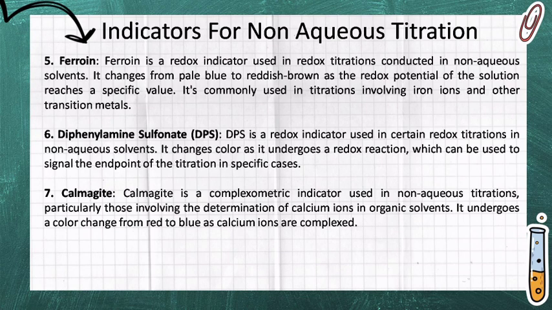Sixth, diphenylamine sulfonate, DPS. DPS is a redox indicator used in certain redox titrations in non-aqueous solvents. It changes color as it undergoes a redox reaction, which can be used to signal the endpoint of the titration in specific cases. Seventh, Calmagite. Calmagite is a complexometric indicator used in non-aqueous titrations, particularly those involving the determination of calcium ions in organic solvents. It undergoes a color change from red to blue as calcium ions are complexed.